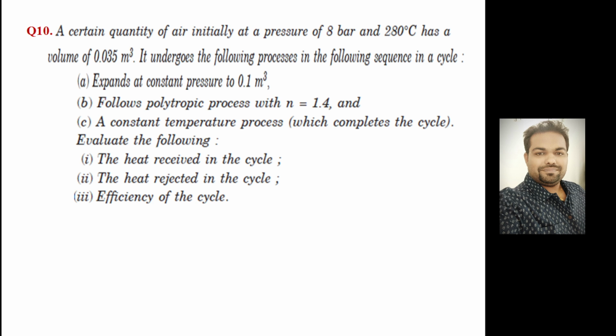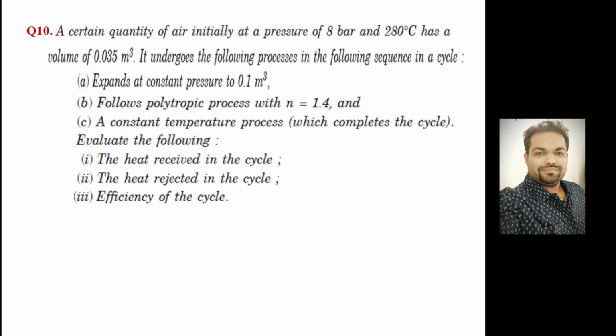Take the next problem. A certain quantity of air initially at a pressure of 8 bar, 280 degrees C has a volume 0.035 meter cube. It undergoes the following processes in the following sequence in a cycle. First it expands at constant pressure to 0.1 meter cube. Then follows a polytropic process with polytropic index 1.4. Then a constant temperature process which completes the cycle. So understand, first is a constant pressure process followed by a polytropic process, then finally isothermal.